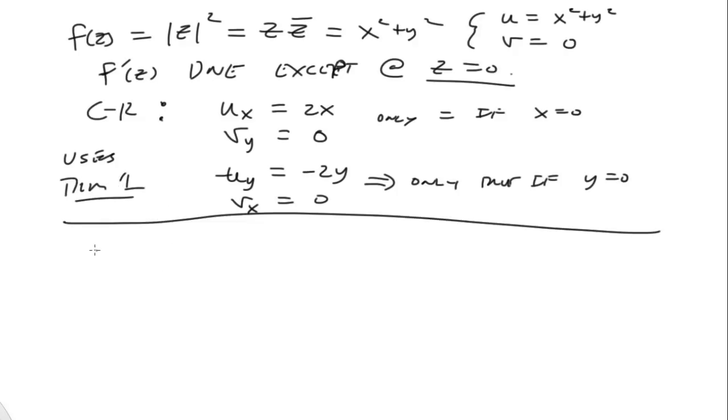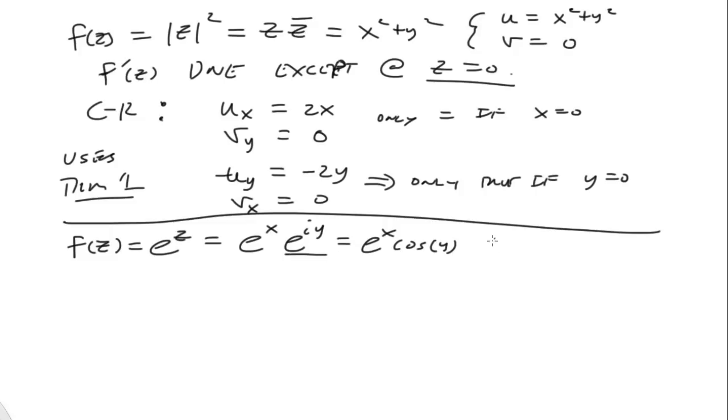Now let's use Theorem 2. So let's talk about the function f of z is equal to e to the z. All right, we can rewrite that as e to the x times e to the i y, which is actually going to be equal to e to the x cosine y, using Euler's formula, plus i e to the x sine y. All right, so of course this term right there, that's our u, and that's our v.